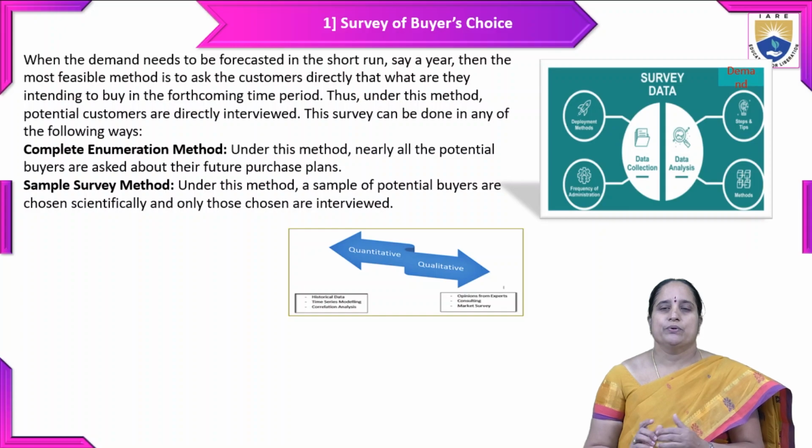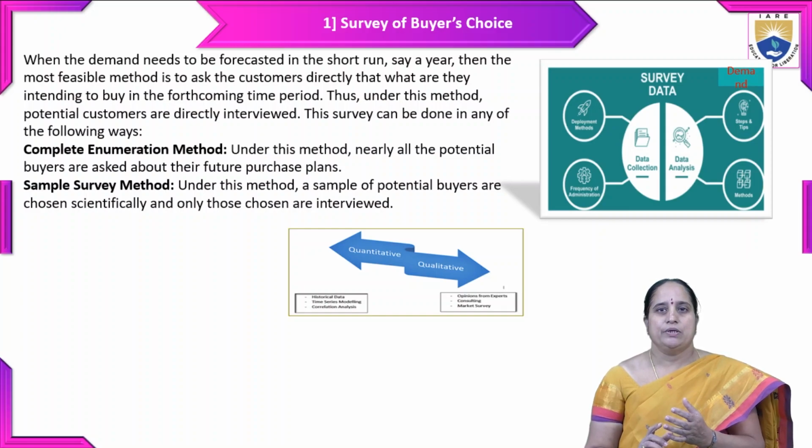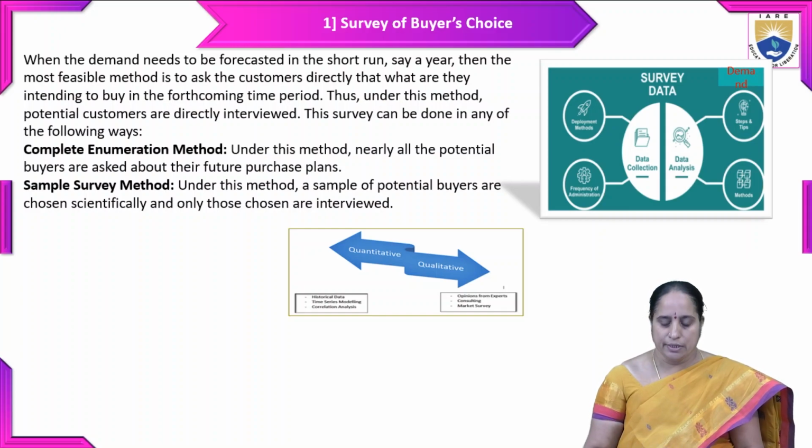Under this method, potential consumers or customers are directly interviewed, and this survey can be done in the following ways. If you want to know the buyer's choice, there are two different ways of conducting this kind of survey. One is the complete enumeration method, where we consider all the potential buyers and ask about their future purchase plans. The other method is the sample survey method. Under this method, a sample of potential buyers is chosen scientifically and only those chosen are interviewed.